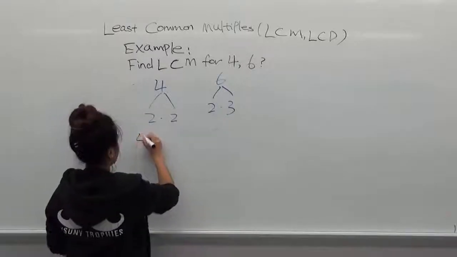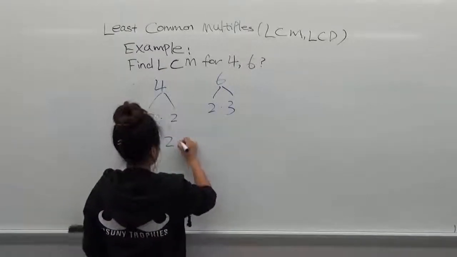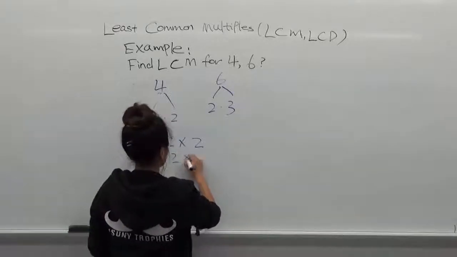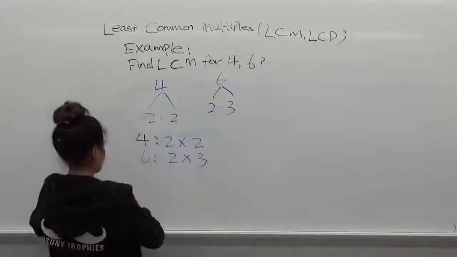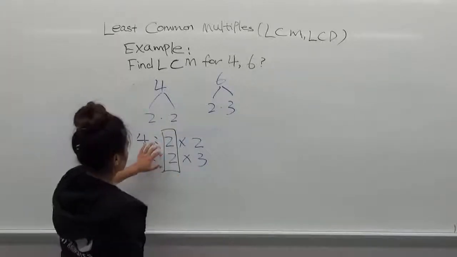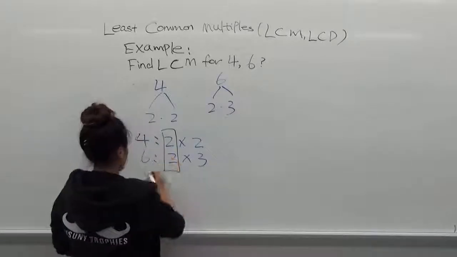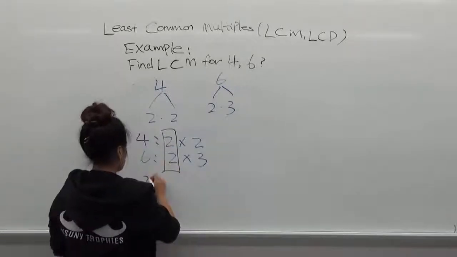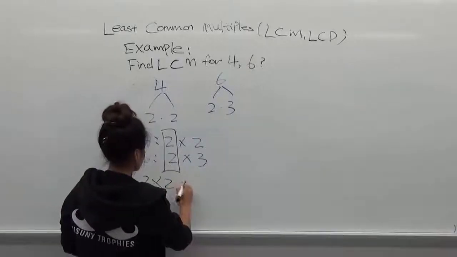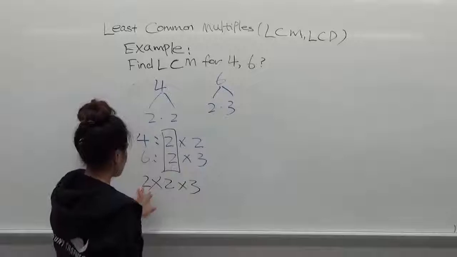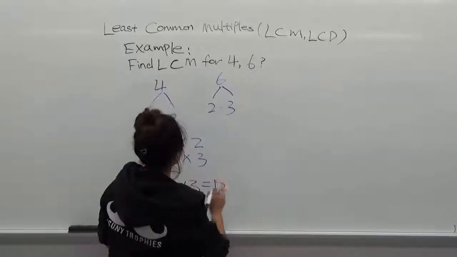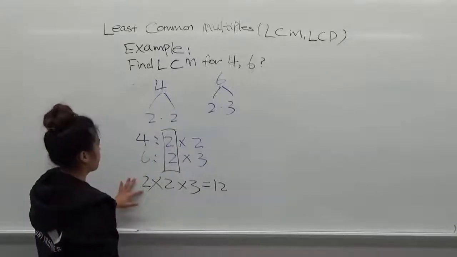Then we're going to write it down. 4 is 2 times 2. 6 is 2 times 3. Then we can see the first common factor is 2, and we're just going to use it once, so it's 2. And we have 2 and 3 left over. So 2 times 2 times 3. 2 times 2 is 4, 4 times 3 is 12. So our LCM is 12 in this example.